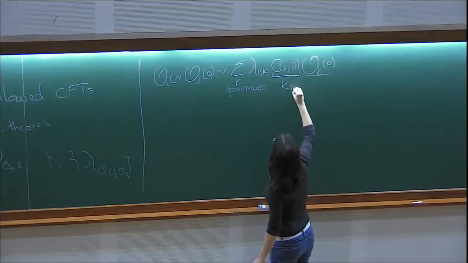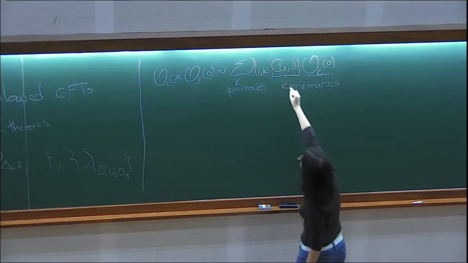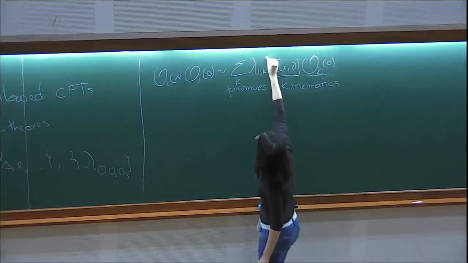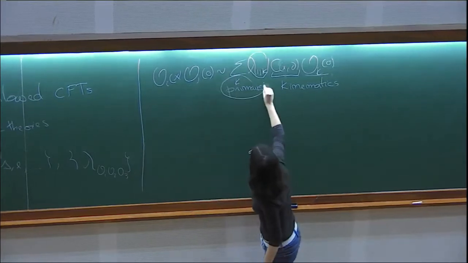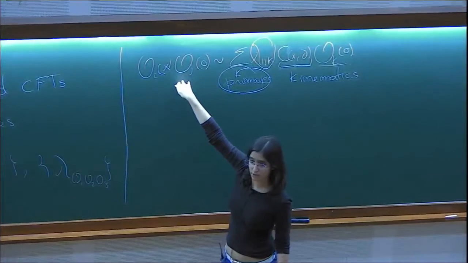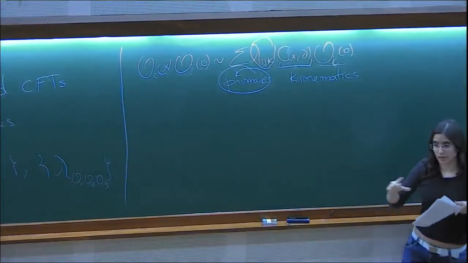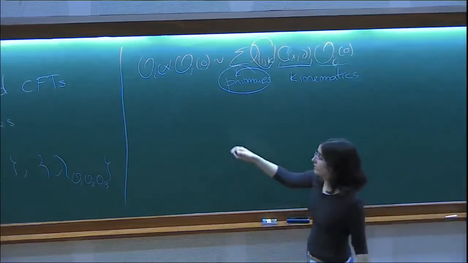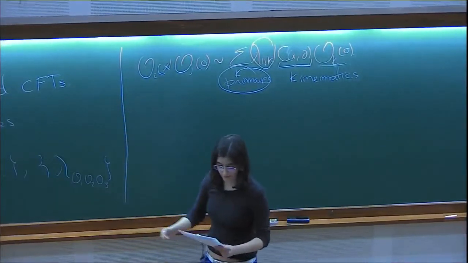So this is just kinematics. This is totally fixed from symmetry, and the only unknowns are these numbers, the OPE coefficients, and the range of the sum, what these operators are. And by recursively using this OPE, you can reduce any n-point function to 1-point functions, and all 1-point functions are 0 except that of the identity. So if you know this, you know all correlation functions, and this is what we are after.